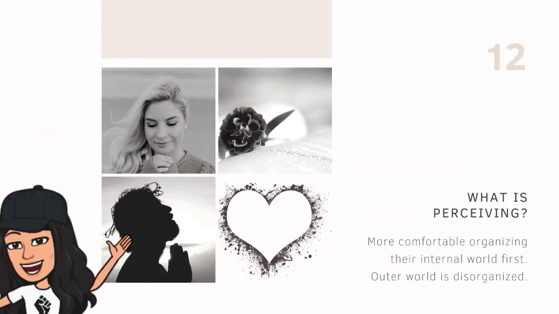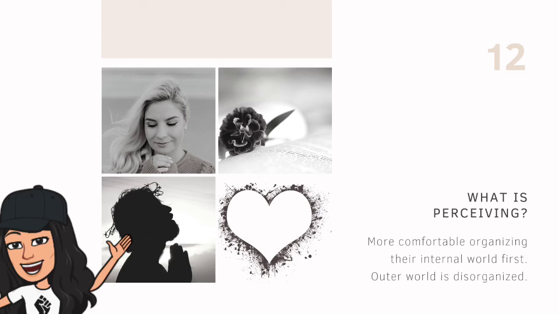Perceiving types, on the other hand, aren't as organized externally, but it doesn't bother them a whole lot. This is because many perceiving types don't feel the same desire to organize their inner and outer worlds. Rather, these types tend to be much more disorganized, which is a source of comfort for them. It takes a lot of effort for a perceiving type to organize things, so they often don't do it. These types are more spontaneous and impulsive than the judging types.